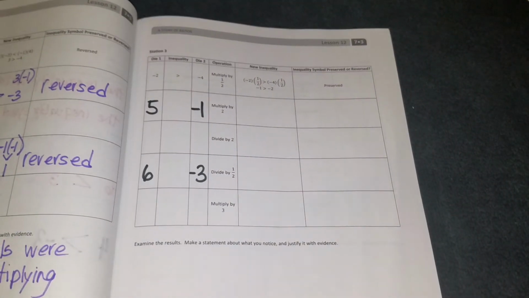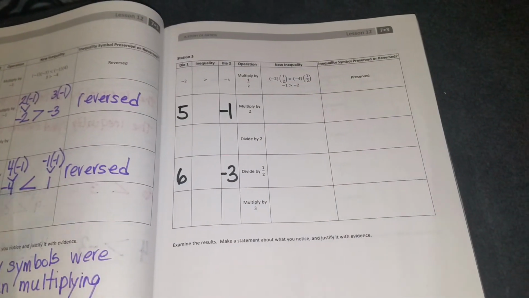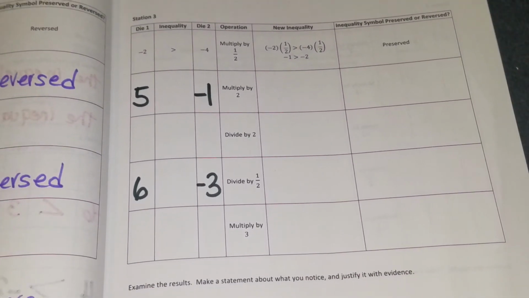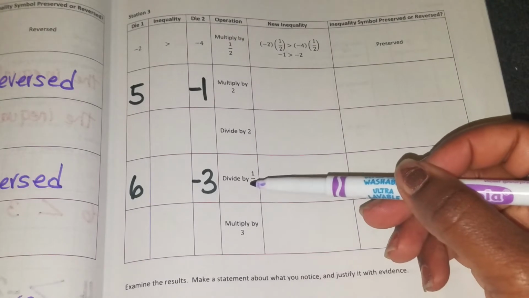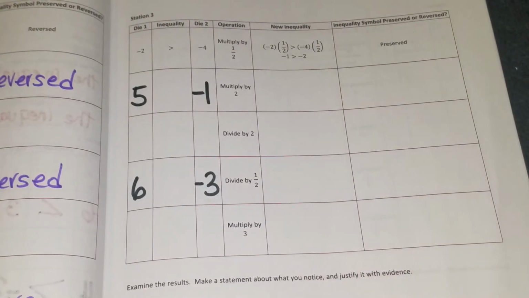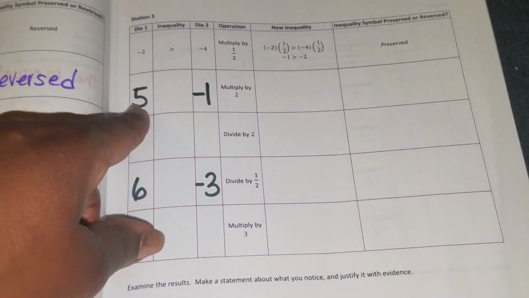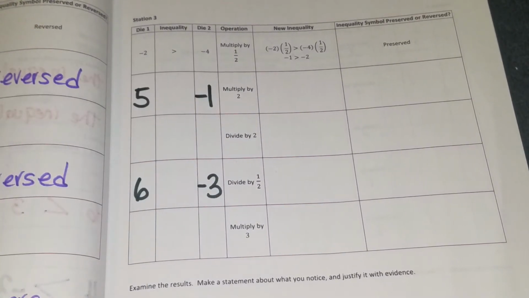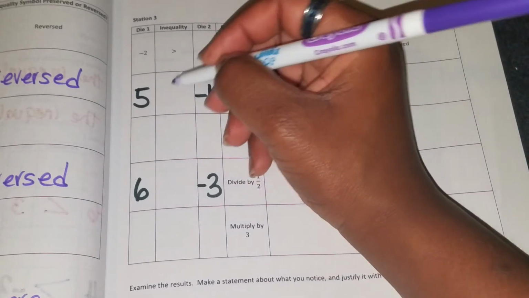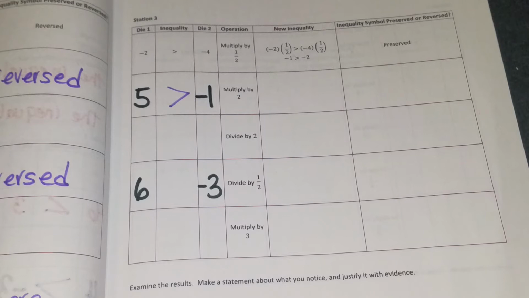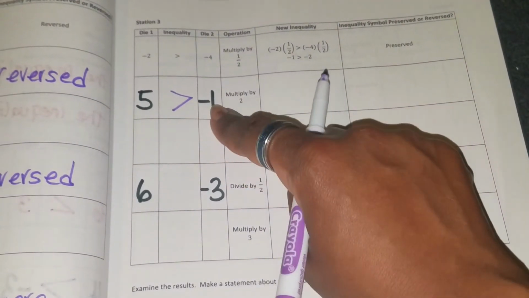Okay, let's look at Station 3. Adjust my camera here. Station 3, looks like we're multiplying and dividing by some positives. I wanted to do this divide by 1/2 just to kind of remind us how to divide by fractions. So here we have 5 and -1. Which one's larger? 5. And please put this in your notes if you don't have this station filled in. So 5 is greater than -1.